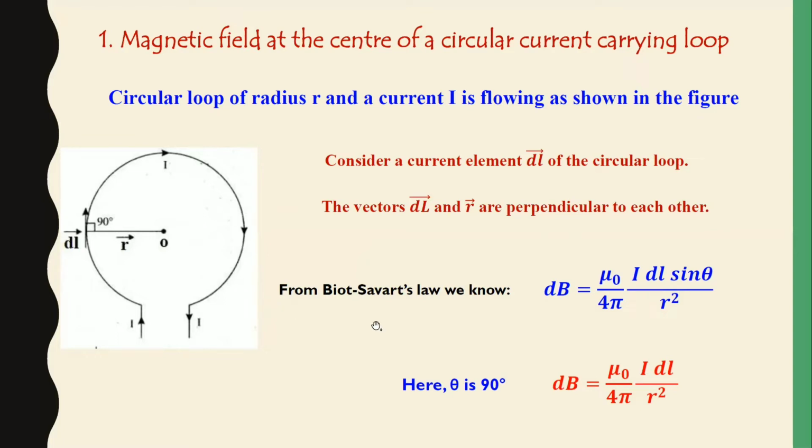So if we use the standard Biot-Savart law, which is dB is mu0 by 4 pi I dl sine theta by r square. Here theta, the angle between dl and r, is 90 degrees. So we have dB is mu0 by 4 pi I dl, sine 90 is 1, so I dl by r square.